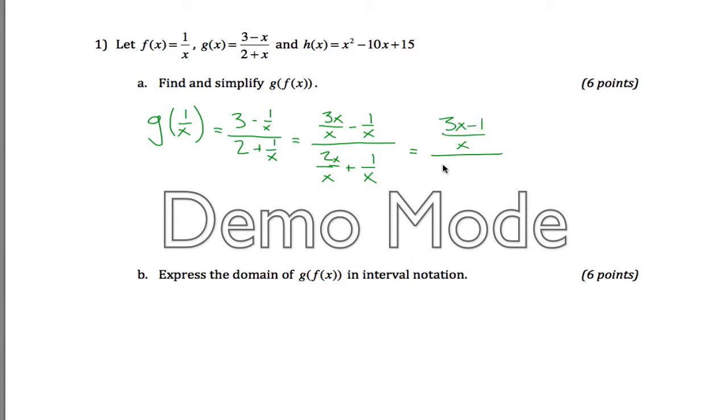And I have the same denominator here. And the way you divide fractions is a lot like multiplying them, but you multiply by the reciprocal. So I get to here, and I can cancel out the x's and get my final answer is 3x minus 1 over 2x plus 1.